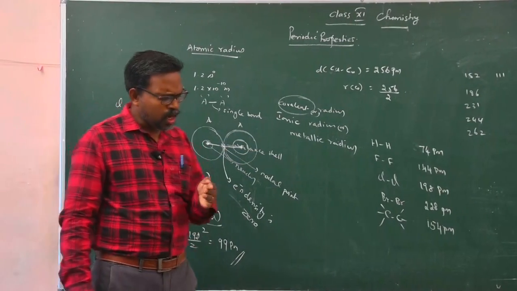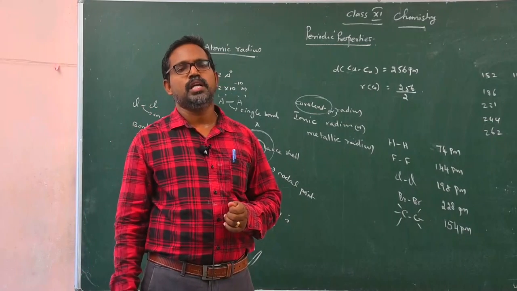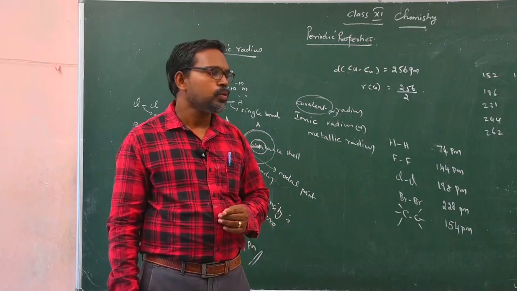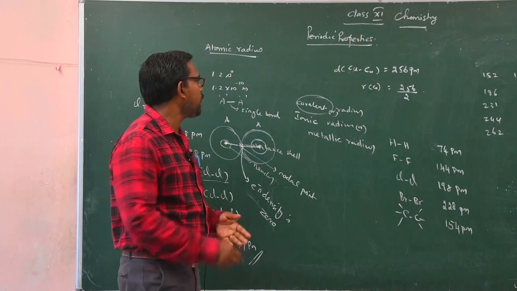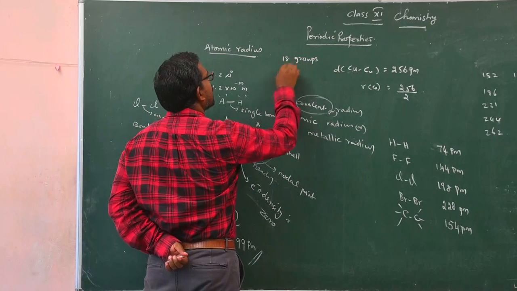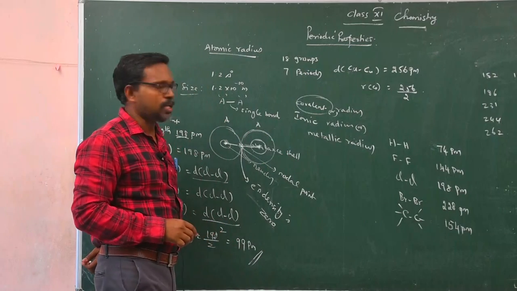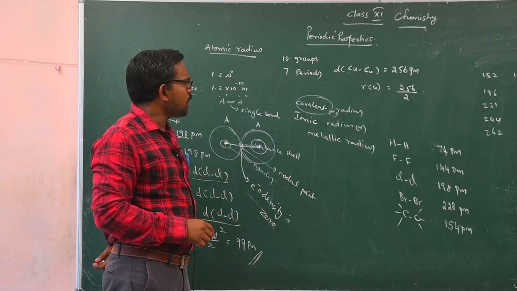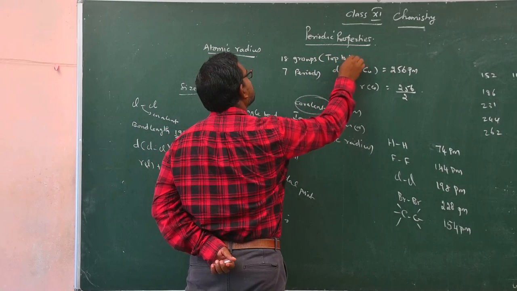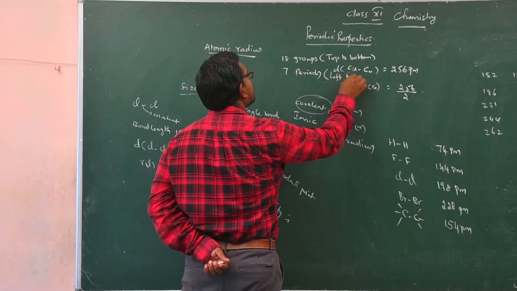Now, how does atomic radius vary in a group as well as in the period? I already told you the group and the periods. Totally 18 groups and 7 periods are present. In the group, you must remember top to bottom. In the period, left to right.